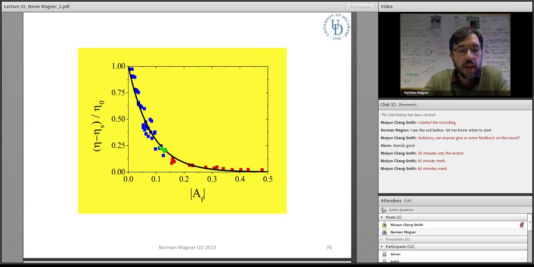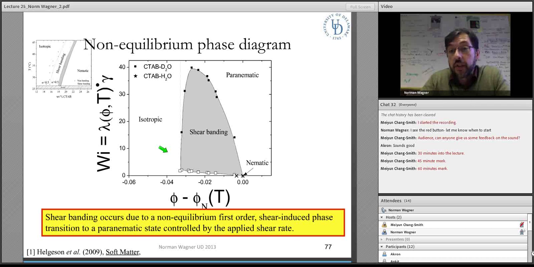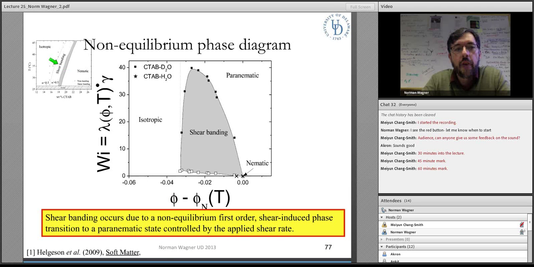Okay. So we can then create a non-equilibrium phase diagram. So if I go back to my temperature composition phase diagram, shear banding occurs near the isotropic nematic phase transition. If I now plot that this concentration axis and temperature axis can be collapsed down as essentially the distance from the nematic. So at any temperature, I can ask, if I have a state point, how far away am I from the nematic at the same temperature? That's plotted here. So 0 means I'm at the nematic phase, and positive numbers mean I'm in the nematic.